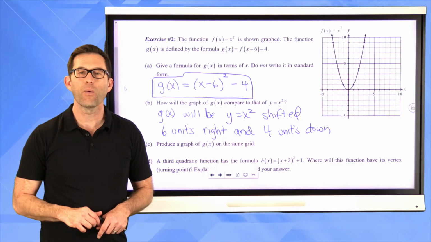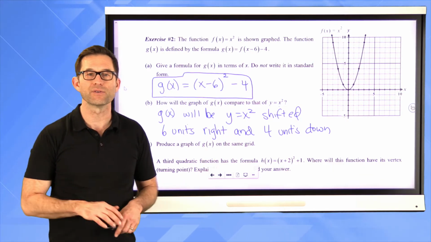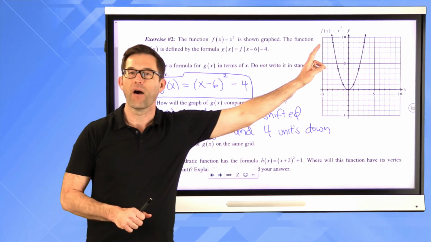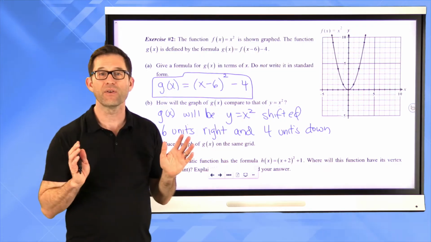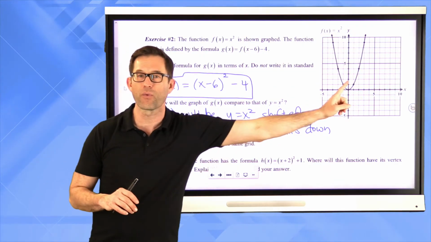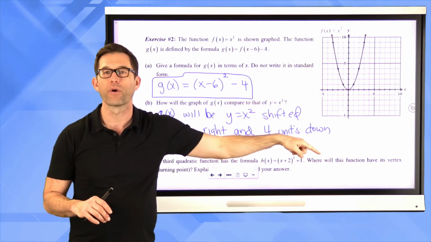Awesome, right? Now, letter C asks me to produce a graph of g of x on the same grid. Now, we're not going to create a table of values. What we're going to literally do is take all the nice points on here, and we're going to move them 6 units to the right, and we're going to move them 4 units down.